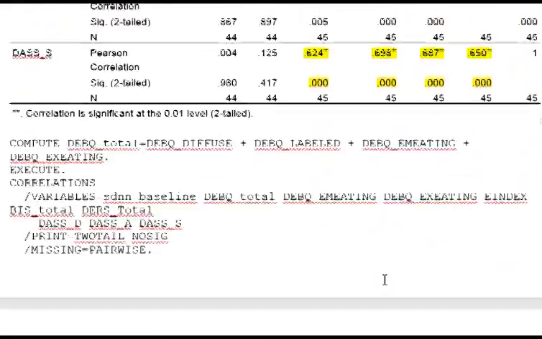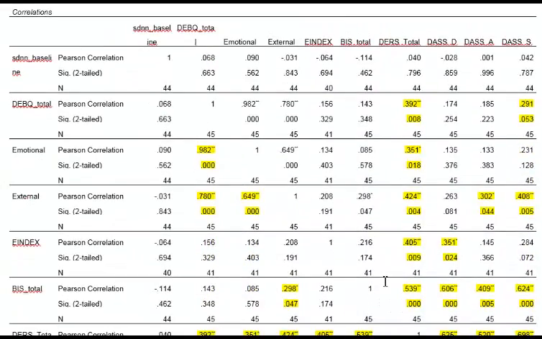Okay, moving down on to the next set of correlations. So we got SDNN baseline, DEBQ total, emotional, external, eating index, BIS total, DERS total, DAS D. So let's start looking for some patterns. DEBQ, DERS: emotional regulation is correlated to emotional eating. Very high, right? But these two are embedded in each other, the scales overlap, so let's not worry about that.